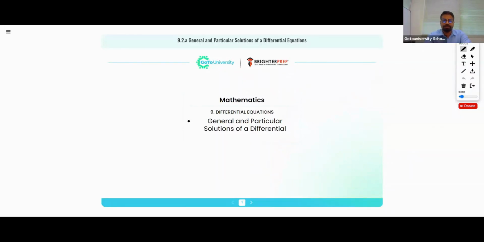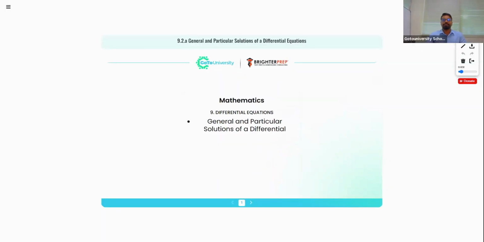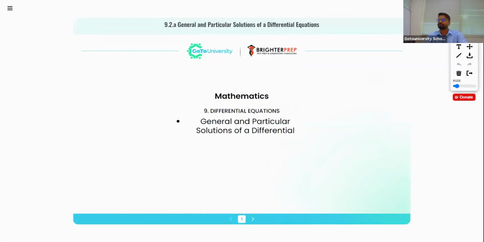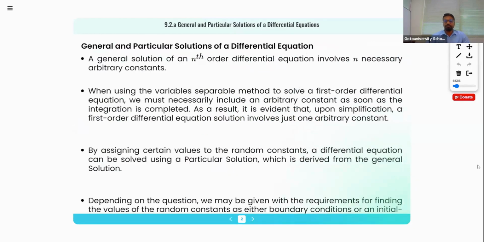So what is the solution of a differential equation? Let's see how to find the solution, and what is the solution first of all. In general, a solution of an nth order differential equation involves n arbitrary constants.